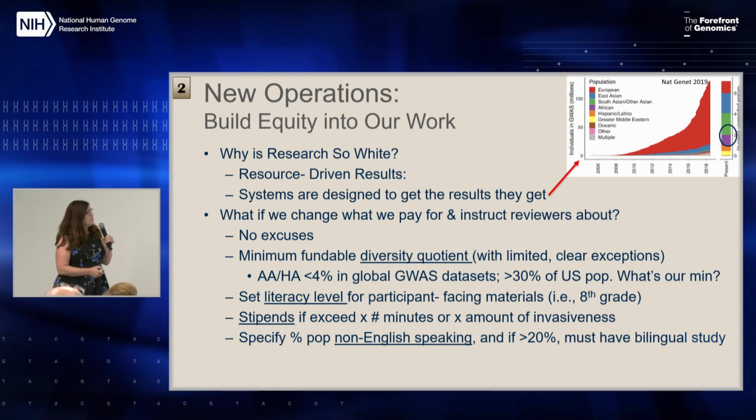But if African ancestry and Hispanic ancestry are a tiny part of our GWAS data sets, and they're this much of the population, is there something where if you don't get up to a certain number, we're not going to fund you? What about literacy levels? If you don't have 8th grade reading levels, we're not going to fund you. What about stipends? If you spend enough time with people or this much invasiveness, we get paid, you get paid. What about non-English speaking? Know what percent of your population doesn't speak English. You can't have an English-only study if you have largely bilingual folks.